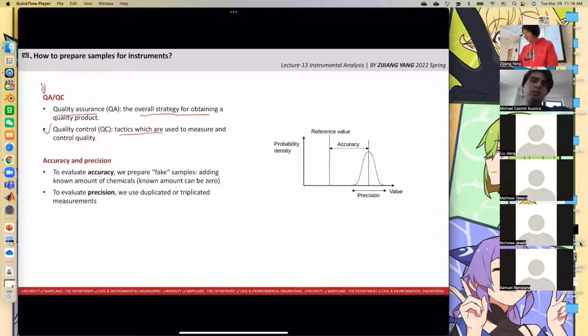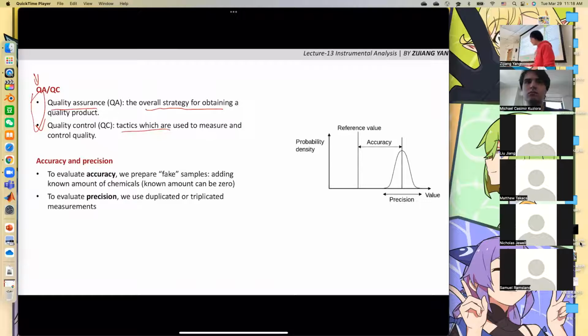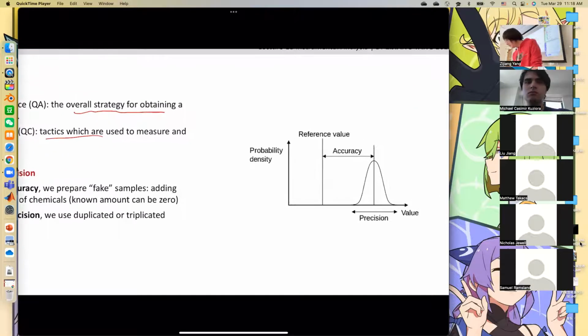So basically in practice, if someone asks you what's your QA and QC, it generally means what are the methods that you use to make sure your accuracy and precision is guaranteed or satisfied. Let's recall that accuracy refers to the distance between the mean of our measurement and the reference value or the true value. And precision refers to the scatteredness of our sample.